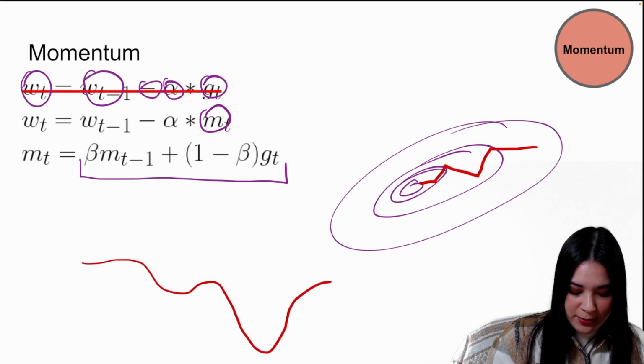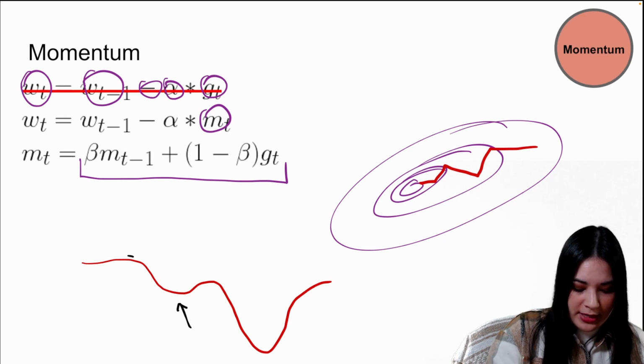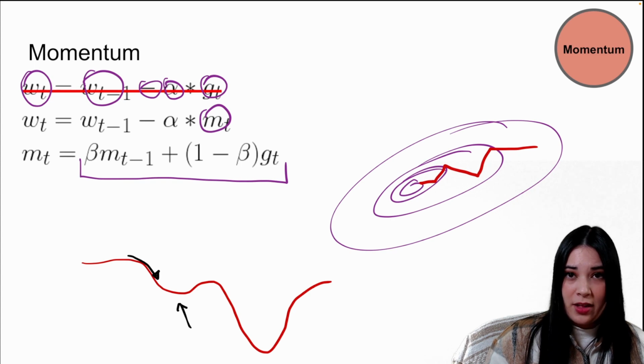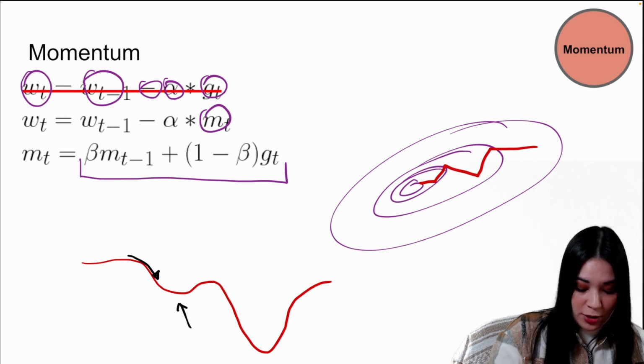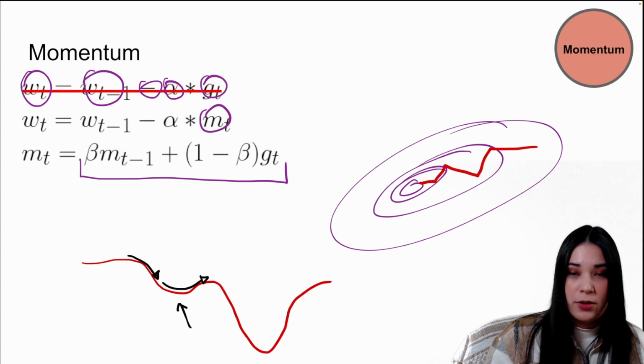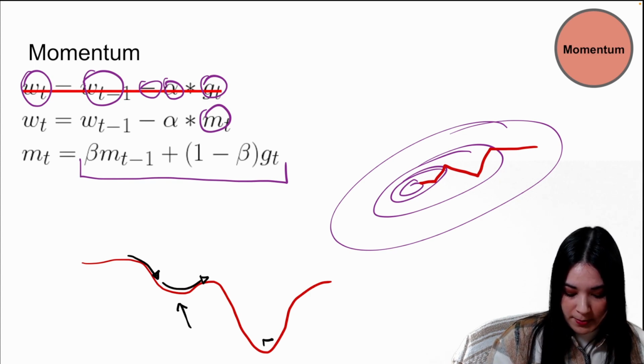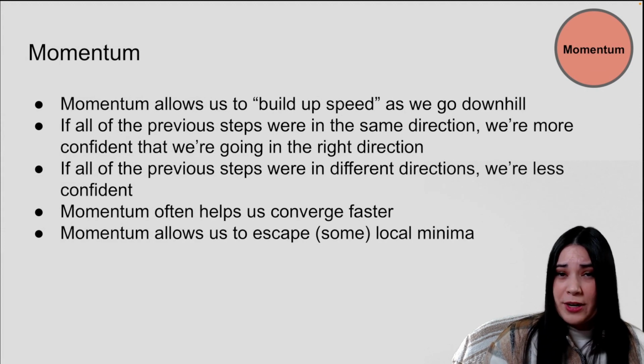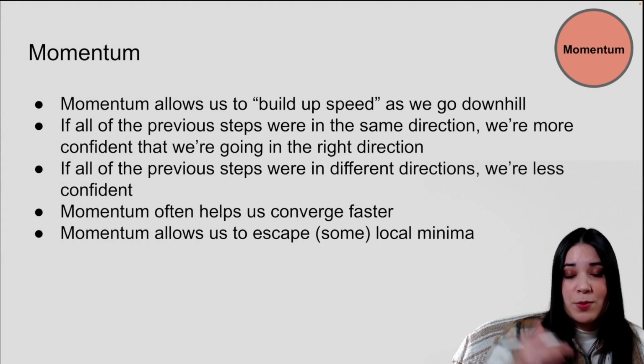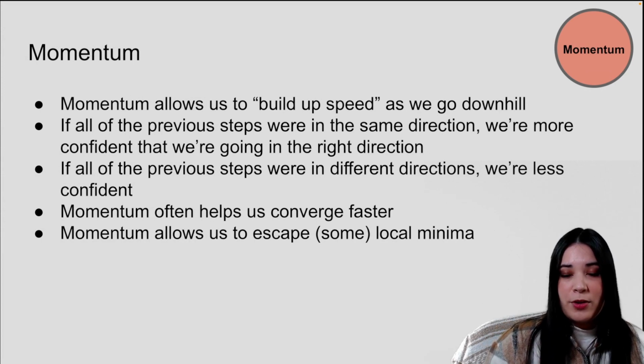This means that if we have something like a local minima and we're going down, we're building up speed as we go downhill, and that speed can persist and actually kind of shoot us out of a local minimum, allowing us to hopefully approach this global minimum. So momentum, with a very simple change to our update rule, allows us to build up speed as we go downhill in our gradient. If all of the previous steps of our gradient were in the same direction, we're more confident that we're going in the right direction.